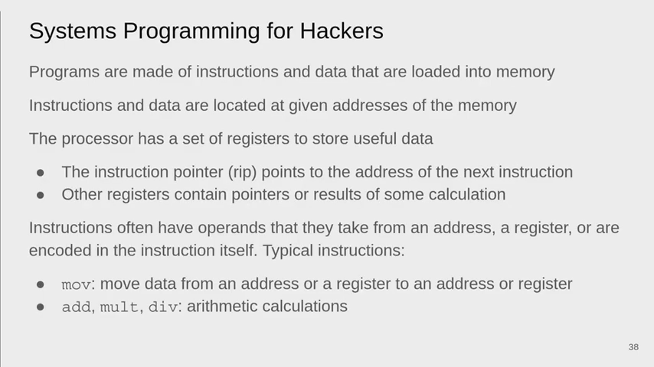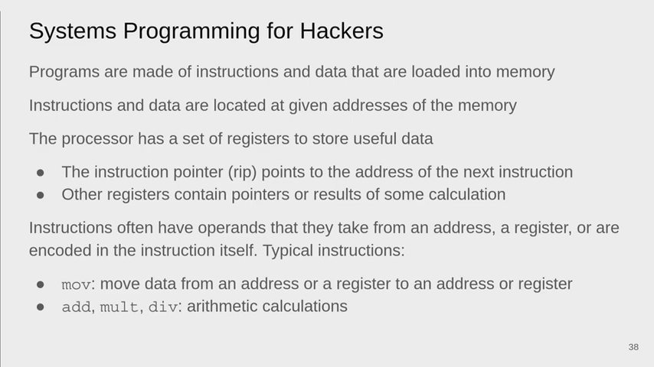For those that never worked with programs before, programs are made of instructions and data that are loaded somewhere into memory. You can think of a running process as a flat array of memory, a large array, where some parts are individual instructions, and other parts are data and references to different data and instructions. The processor has a set of registers to store the data it's currently working with. One of the important registers is the instruction pointer, which points to the address of the next instruction that the CPU will execute. Other registers contain pointers or results of some calculation.